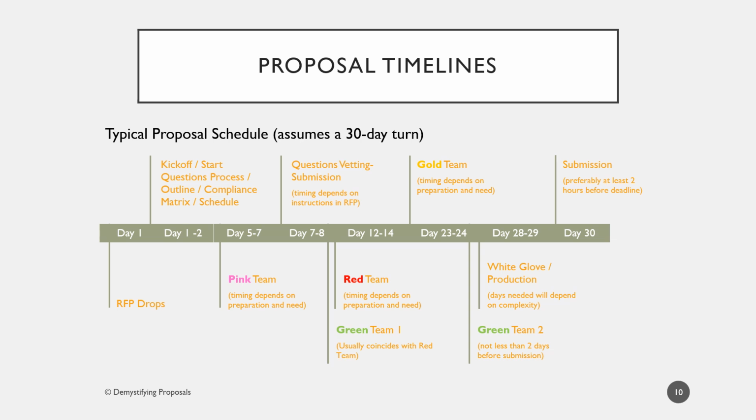And as you can see from this graphic, there's a lot of things that have to be done between 1 and 30. And 30 days isn't a whole lot of time to get a whole lot done. So you need to be paying attention if you're working on a proposal. If you're writing a proposal, understand all of these elements and how you fit into the process.